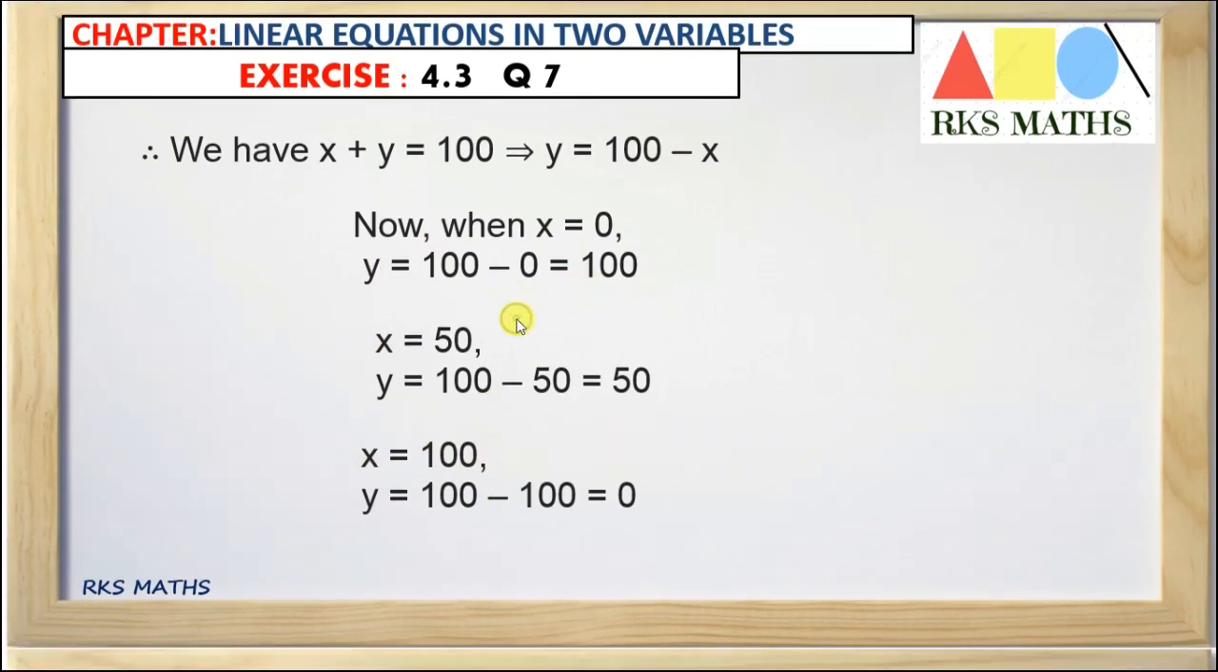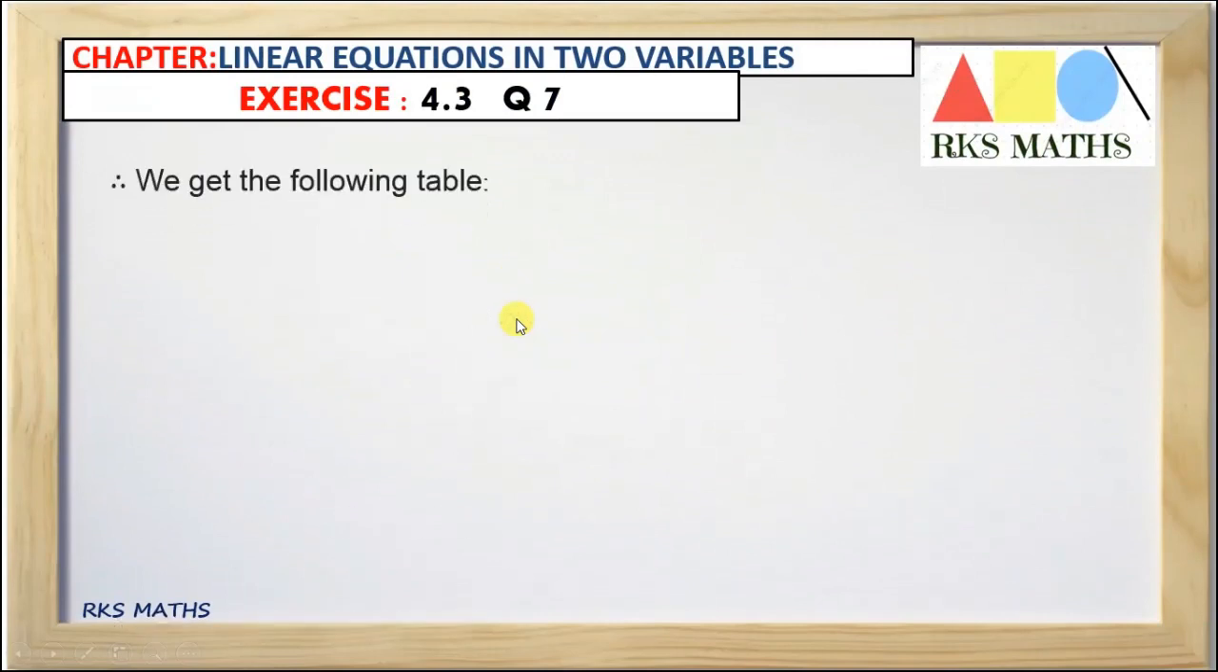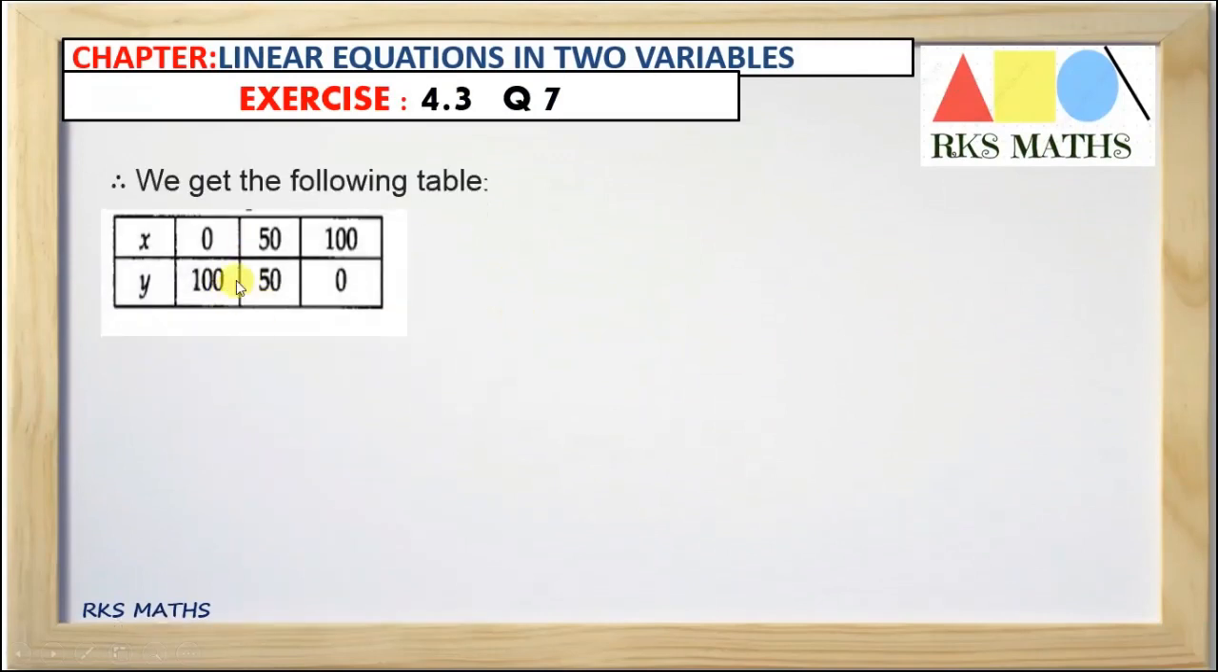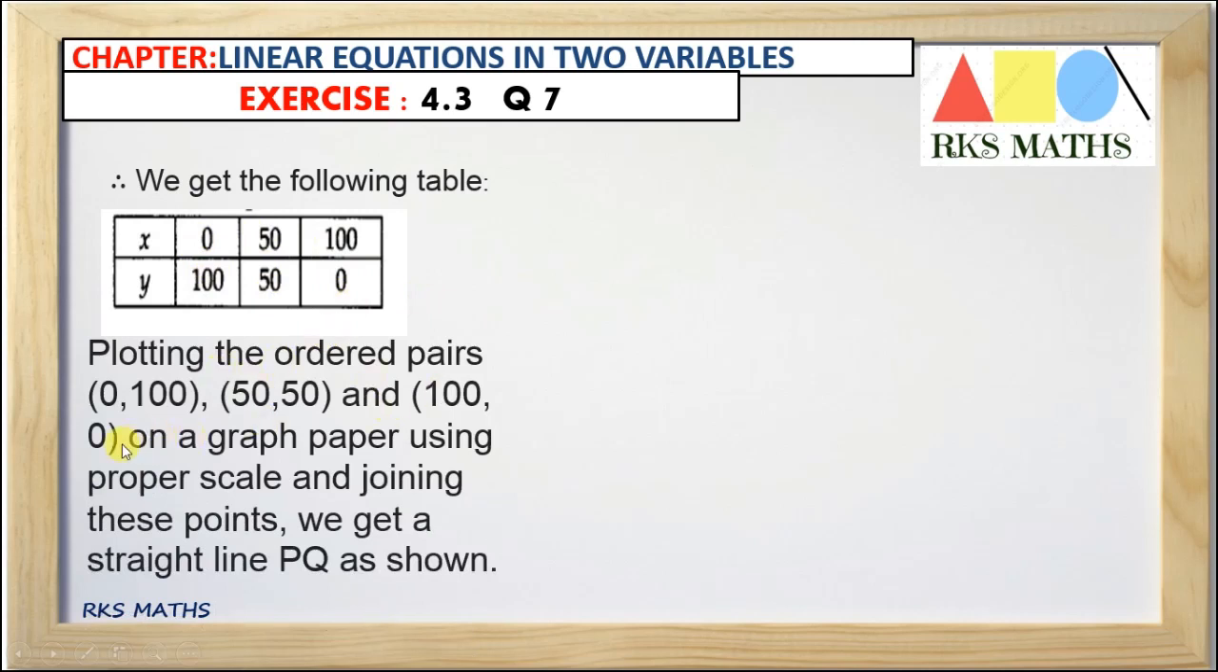Now we have to plot these 3 values on the graph. So we get the following table: (0, 100), (50, 50) and (100, 0). What will we be plotting? (0, 100), (50, 50) and (100, 0) on the graph paper. Using proper scale and joining these points, we get a straight line. Student, please be careful with this, using proper scale. Here you can see that the values are quite big, so on the x-axis and y-axis you have to take a proper scale so that these values can be represented on the graph. For plotting the graph, we already know how to draw it. We have to plot all this in the graph.